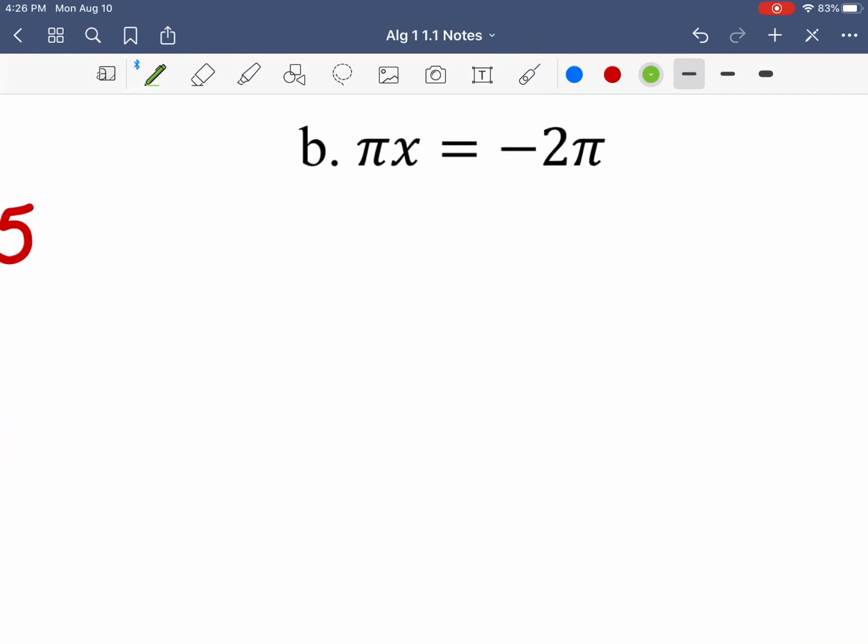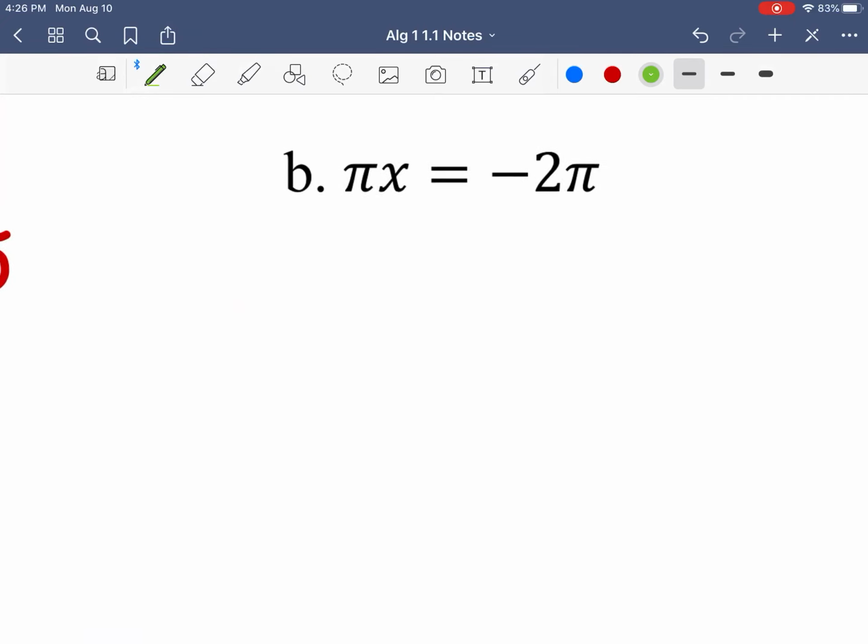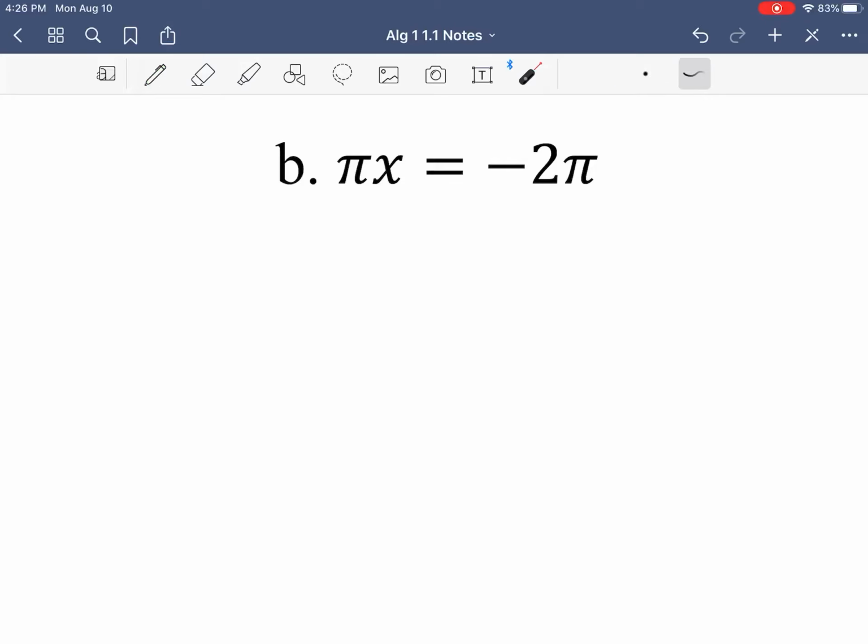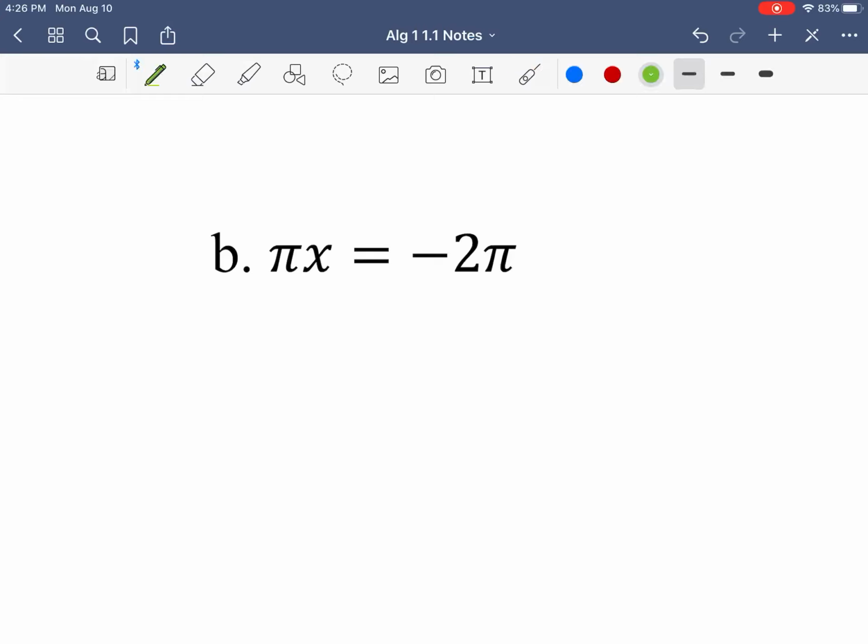right, next one. Now we have pi x equals negative 2 pi. On this guy, we don't want this pi to freak us out. This pi is just a number. Pi is just a number, people. It's approximately 3.14. Just slightly bigger than 3. It keeps going forever.